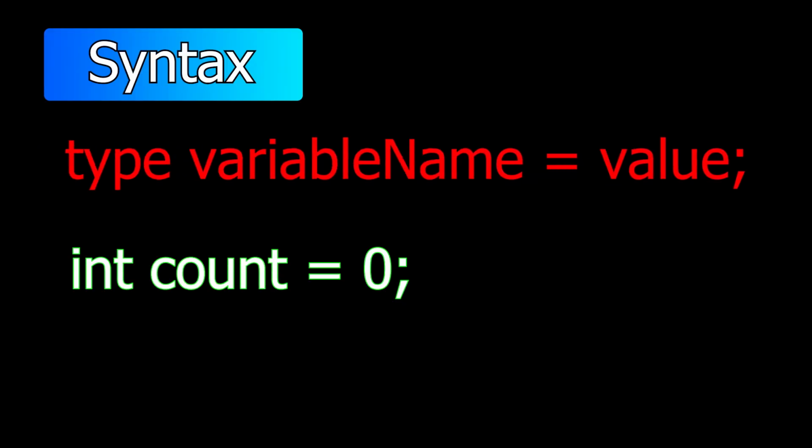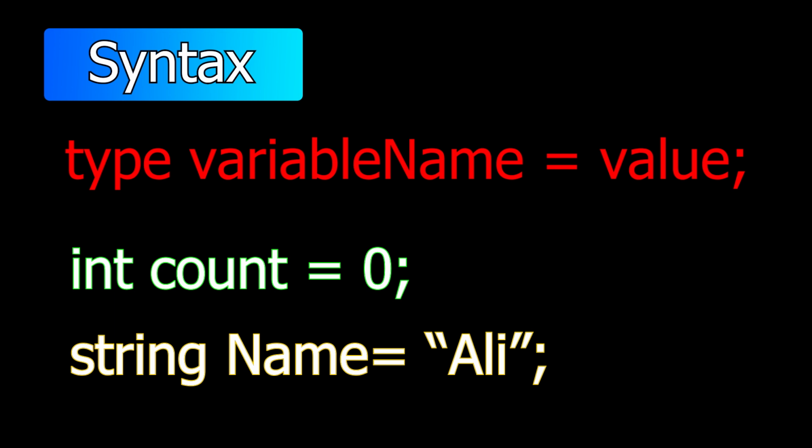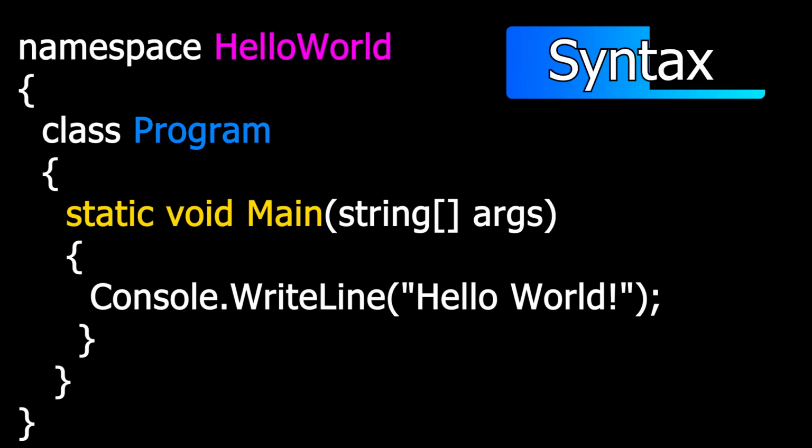Now we want to see the syntax of C#. When you want to define a variable, you have to write first the type, then the variable name, equals, then the value, like int count equals 0, or string name equals double quotations, Ali, and double quotations. Now you see a very simple example of C# syntax, which includes a namespace, a class, and a function.